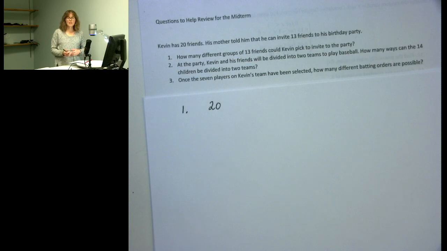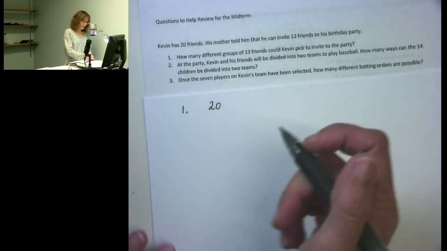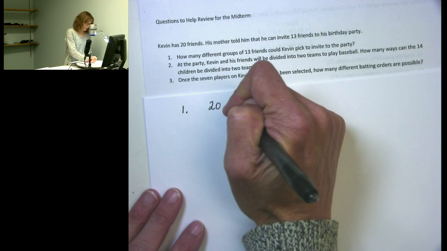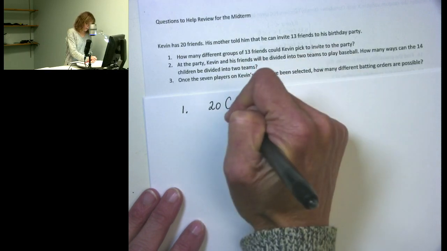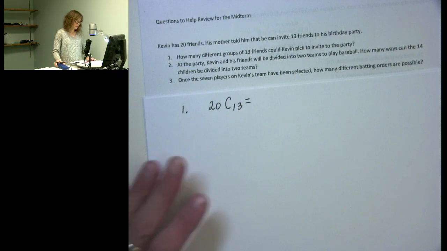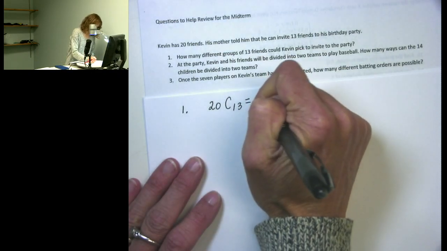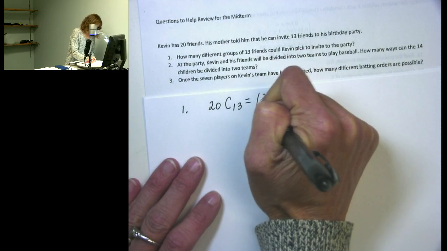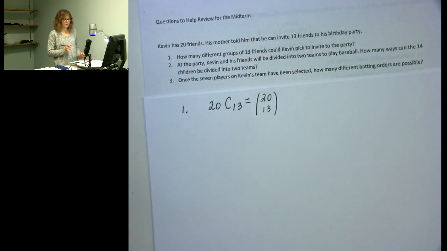Which 7 he invites doesn't matter, nor does the order he is inviting them in, because they're going to end up with the same group of people invited. So when I'm not concerned about order and I'm just thinking about how many different subsets of a particular size, that's when I use combinations. So I'm going to do 20 choose 13. I could write this also as 20 choose 13, like this. They're equivalent.